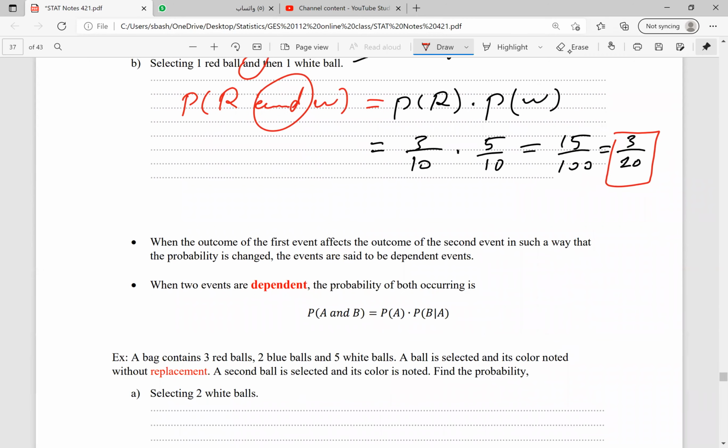Now, when the outcome of the first event affects the outcome of the second event in such a way that the probability is changed, then the events are said to be dependent events. If choosing the first one is affecting the probability of getting the second one, these are dependent. If they are dependent, we say that probability of A and B will be P of A multiplied by P of B given A, written with a bar. It means probability of B after choosing the first event.